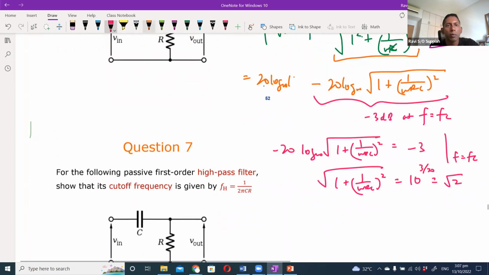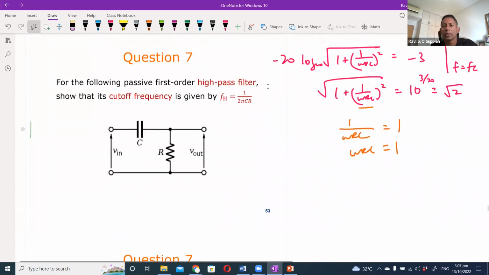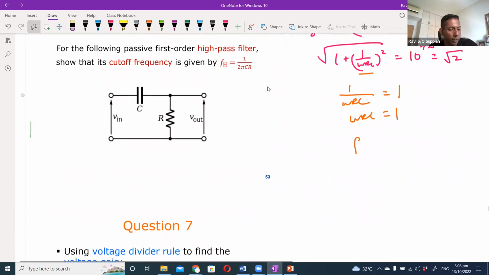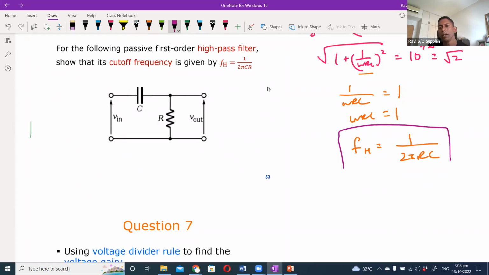As before, we will see that this element has to be equal to 1, for this to be equal to 2. So omega RC is still equal to 1, and that implies that fH will be equal to 1 over 2 pi RC, same as before. So that's how we come up with the same expression for both the high pass and low pass.